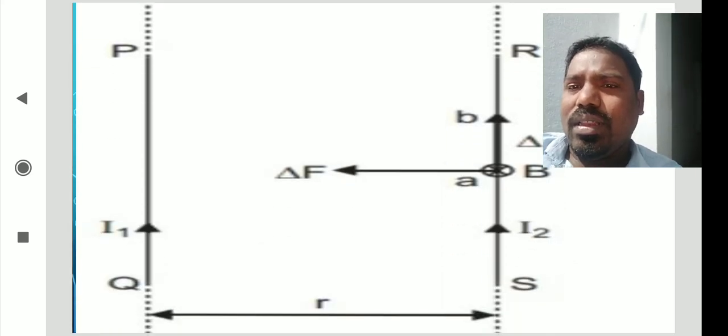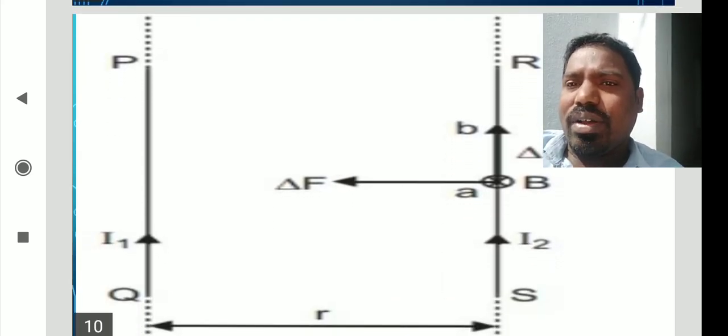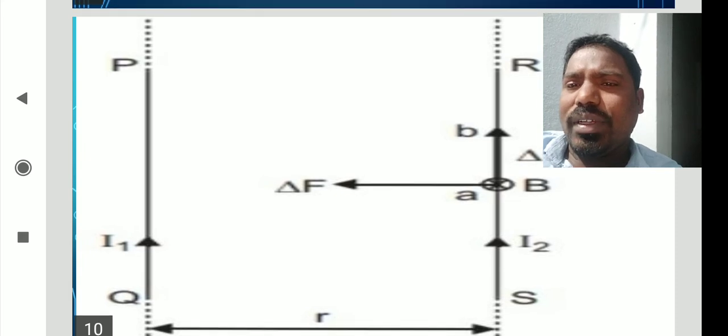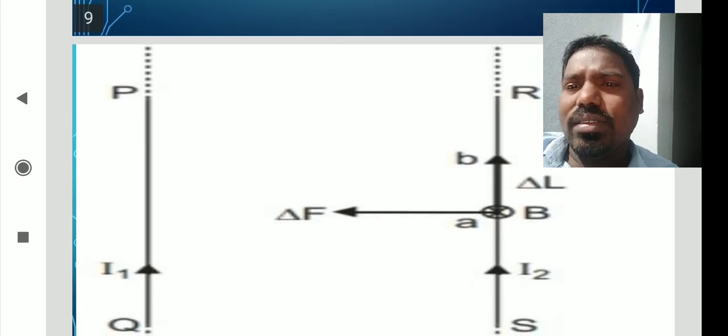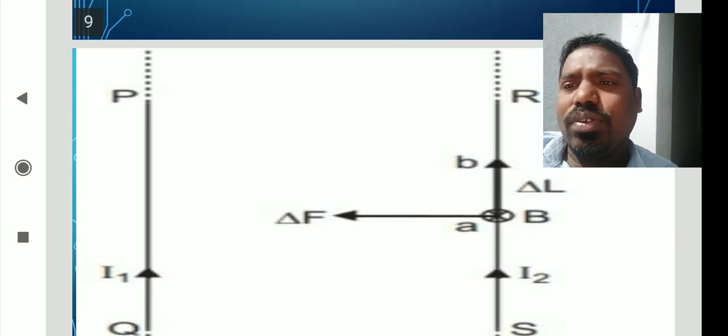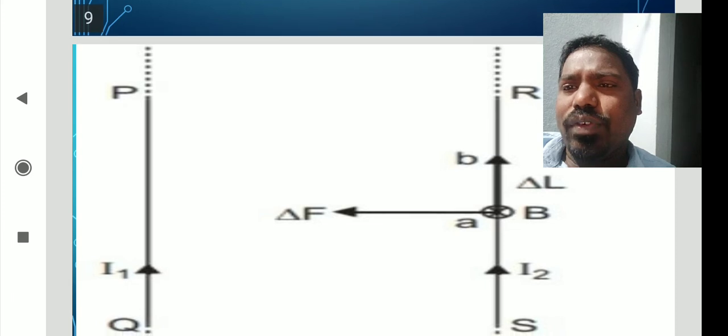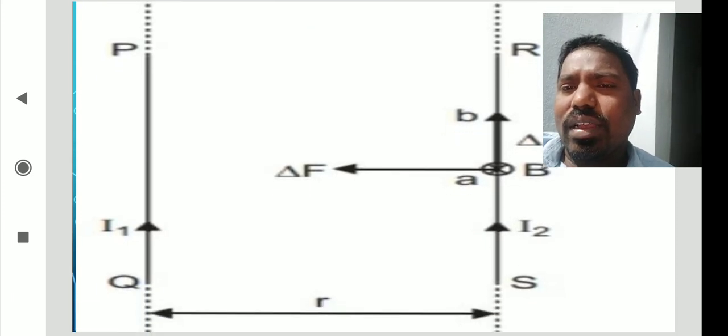Here, for the conductor RS, consider a certain elemental length, which is dL. The overall length of the RS conductor is L, but here I am going to consider only a small part of the RS conductor, that is dL. For this small length dL, the small force is delta F. So between points A and B there is a certain length, dL or delta L, and for this delta L you need to evaluate the force, delta F.